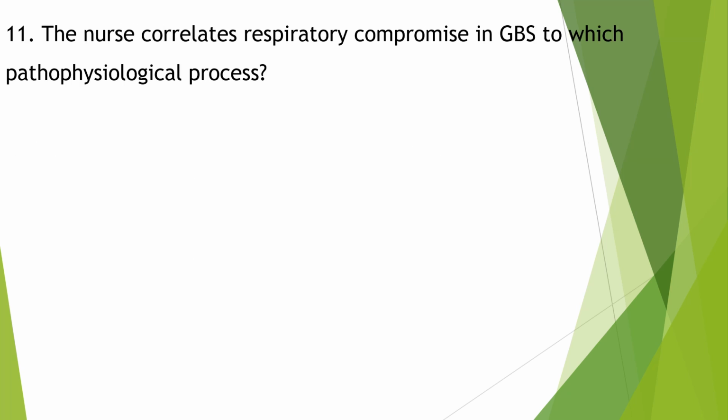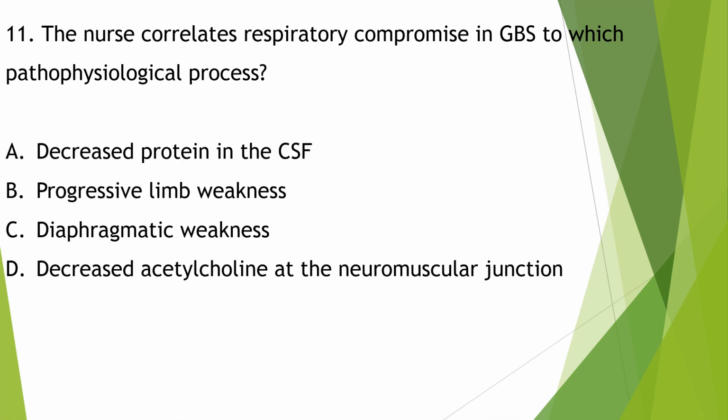The nurse correlates respiratory compromise in Guillain-Barré syndrome to which pathophysiologic process? Decreased protein in the CSF, progressive limb weakness, diaphragmatic weakness, decreased acetylcholine at the neuromuscular junction.